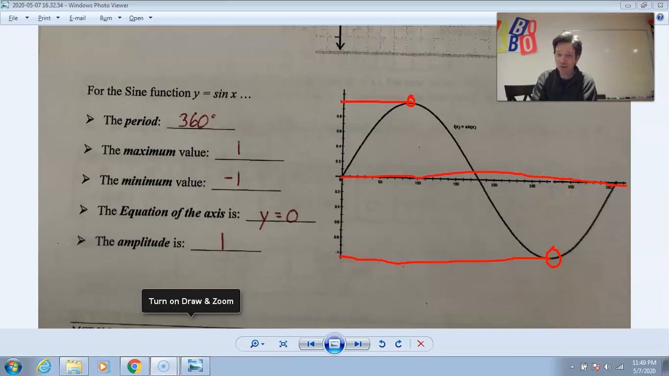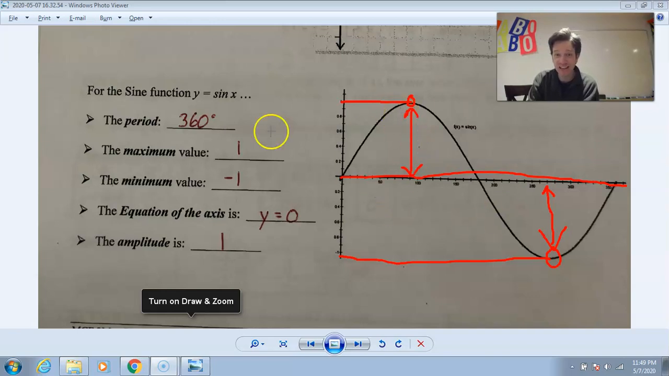Okay, and then there's also amplitude. Your amplitude can either be the distance between the equation of the axis and your maximum, or the distance between your equation of the axis and your minimum. The value will actually be identical, right? Since your equation of the axis is right in between your maximum and minimum, then the distance between that axis and your maximum is the same as the distance between the axis and the minimum.